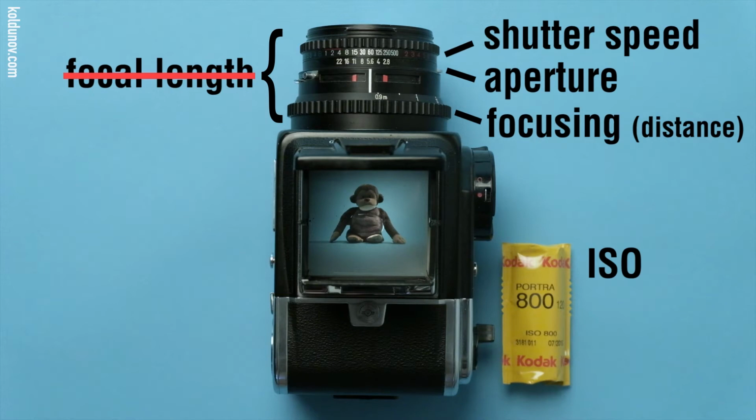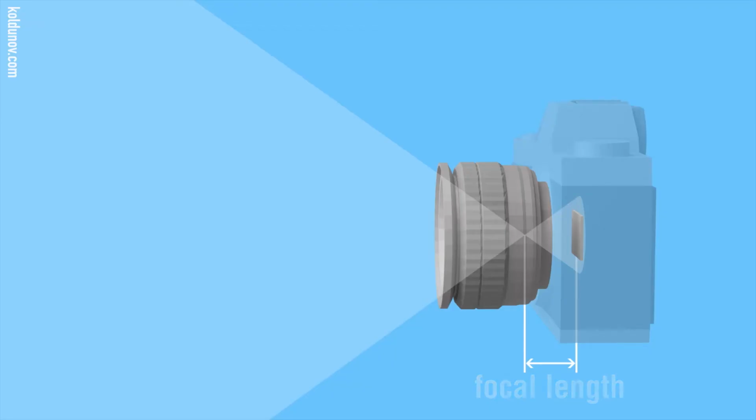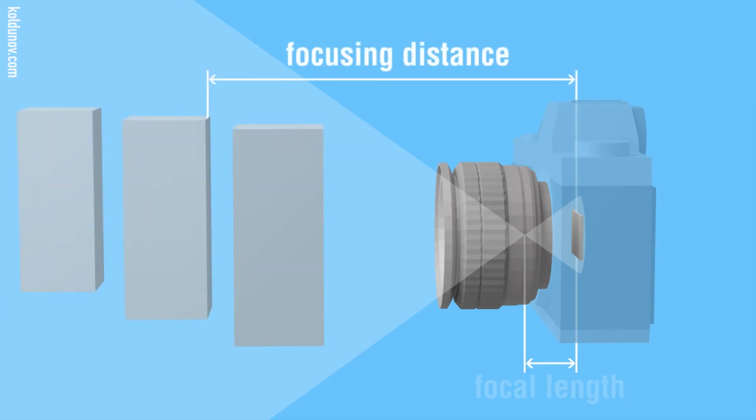Let's move on to the second term, focusing distance. In practice, the focusing distance is the distance from the sensor to the object, which should be as sharp as possible in the photo. And in order for the object to become sharp, you need to arrange elements inside the lens in a special way.